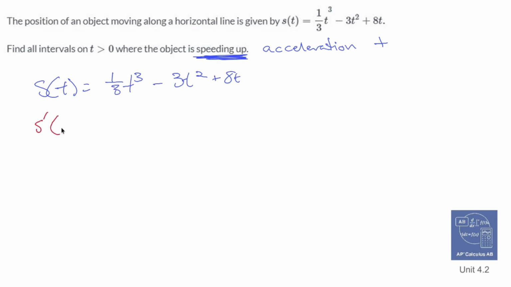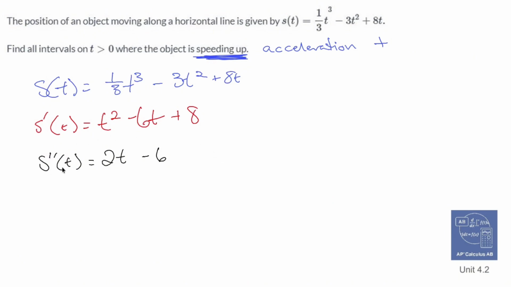Okay, s prime of t is going to have power rule, power rule, power rule. So drop down the 3. A third of 3 is, well, 1, sorry. And that leaves me with t squared. Drop down the 2, minus 6t. Get rid of the t, plus 8. That's the first derivative. That's velocity. That's not what I want. The second derivative is going to be 2t minus 6, nothing else.